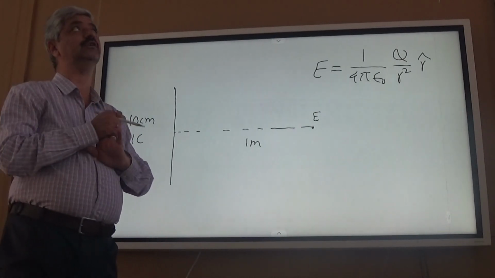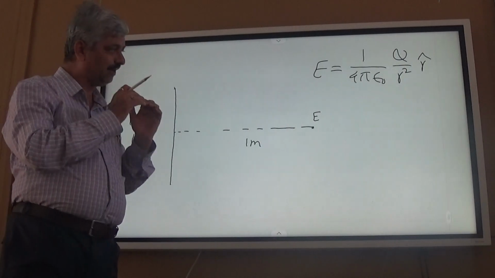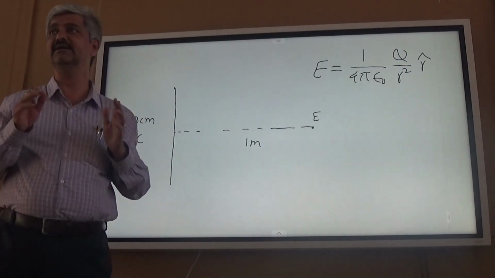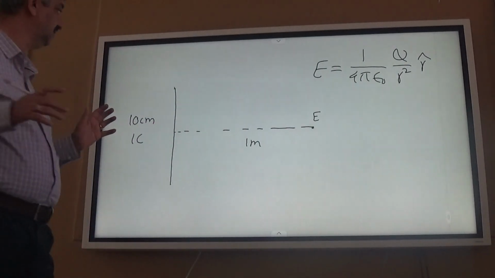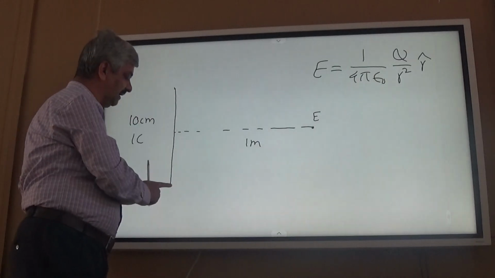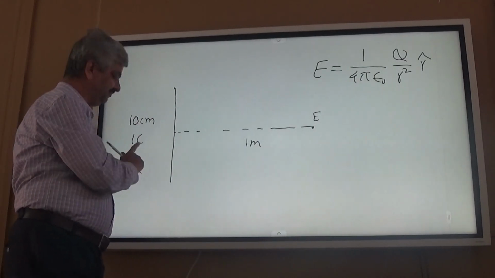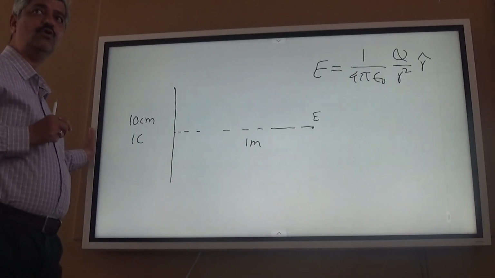The problem is not something you have undergone prior, so we need to look afresh. Here there is no point charge given. In the problem, a copper wire of length 10 centimeter and 1 coulomb of charge is given.